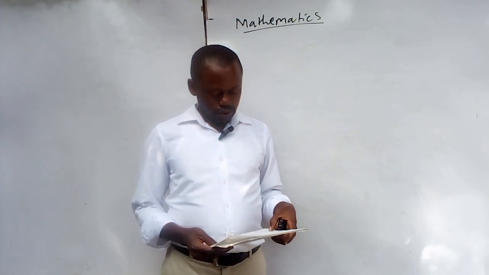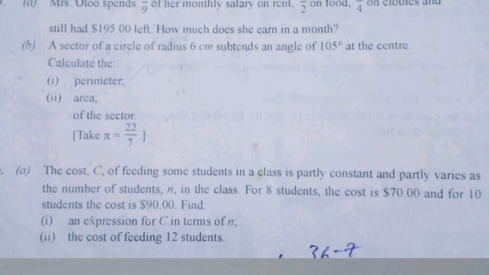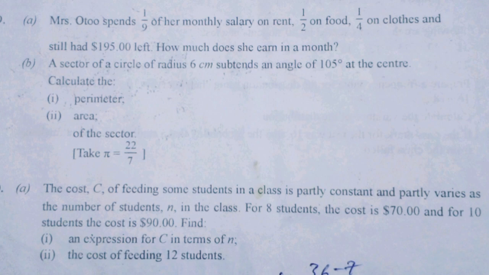Question 10 says the cost C of feeding some students in a class is partly constant and partly varies as the number of students n in the class. For 8 students, the cost is $70, and for 10 students, the cost is $90. I, find an expression for C in terms of n. II, the cost of feeding 12 students.